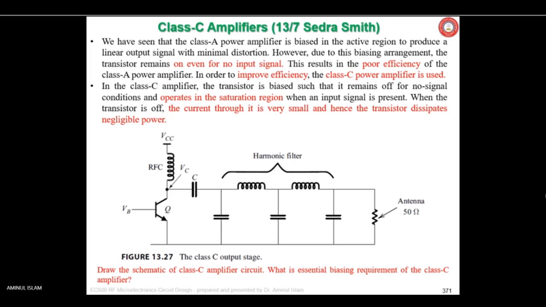In the class C amplifier, the transistor is biased such that it remains off for no signal conditions and operates in the saturation region when an input signal is applied. When the transistor is off, the current through it is very small and hence the transistor dissipates negligible power.